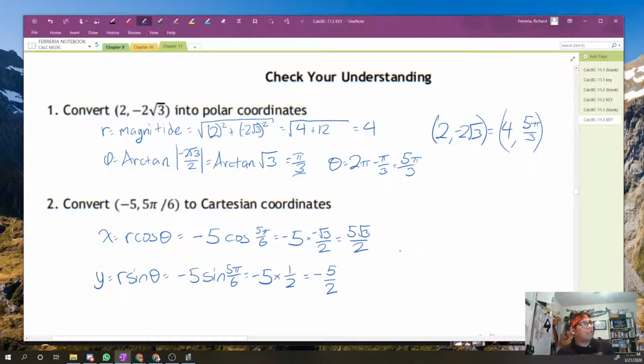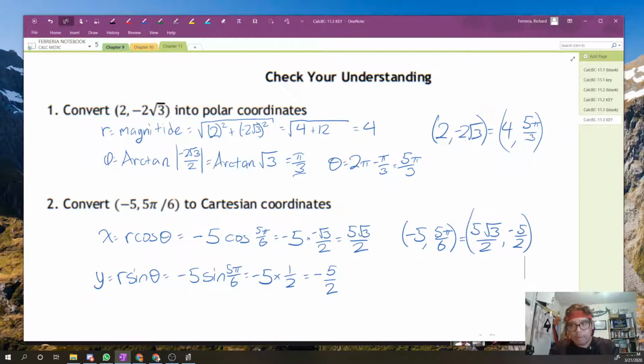So in Cartesian coordinates, negative 5 comma 5 pi over 6 is equal to 5 root 3 over 2, negative 5 over 2. Coordinates, boom. Let's do some quick quadrant analysis, make sure we hopefully got that right.